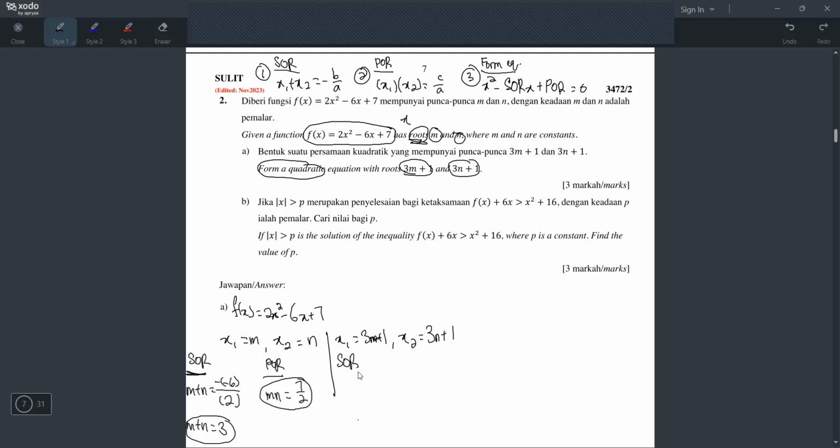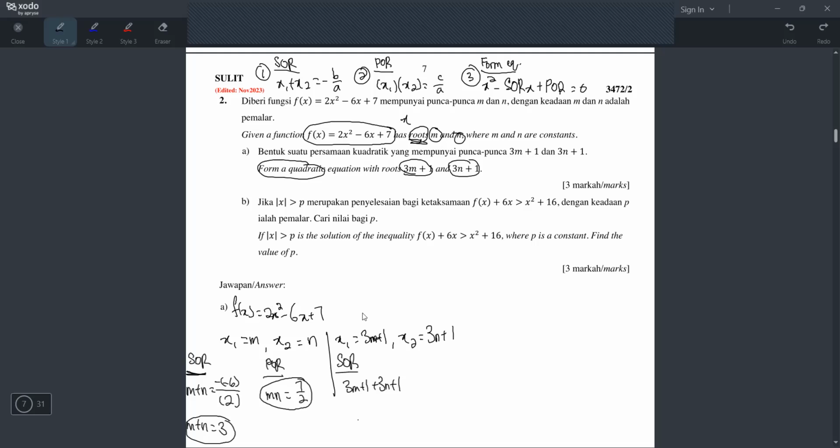So now you will do SOR POR, but this time you will not write x1 plus x2 equals negative b over a. You will just write 3n plus 1 plus 3n plus 1. You cannot write equals negative b, negative 6 over 2. No, cannot. Why cannot? Why you cannot take this b and this a inside here? Because this equation's roots are not 3n plus 1 and 3n plus 1. It means these 2 roots are not the roots of this equation. This equation's roots are different. This equation's roots are m and n, not 3n plus 1, 3n plus 1.